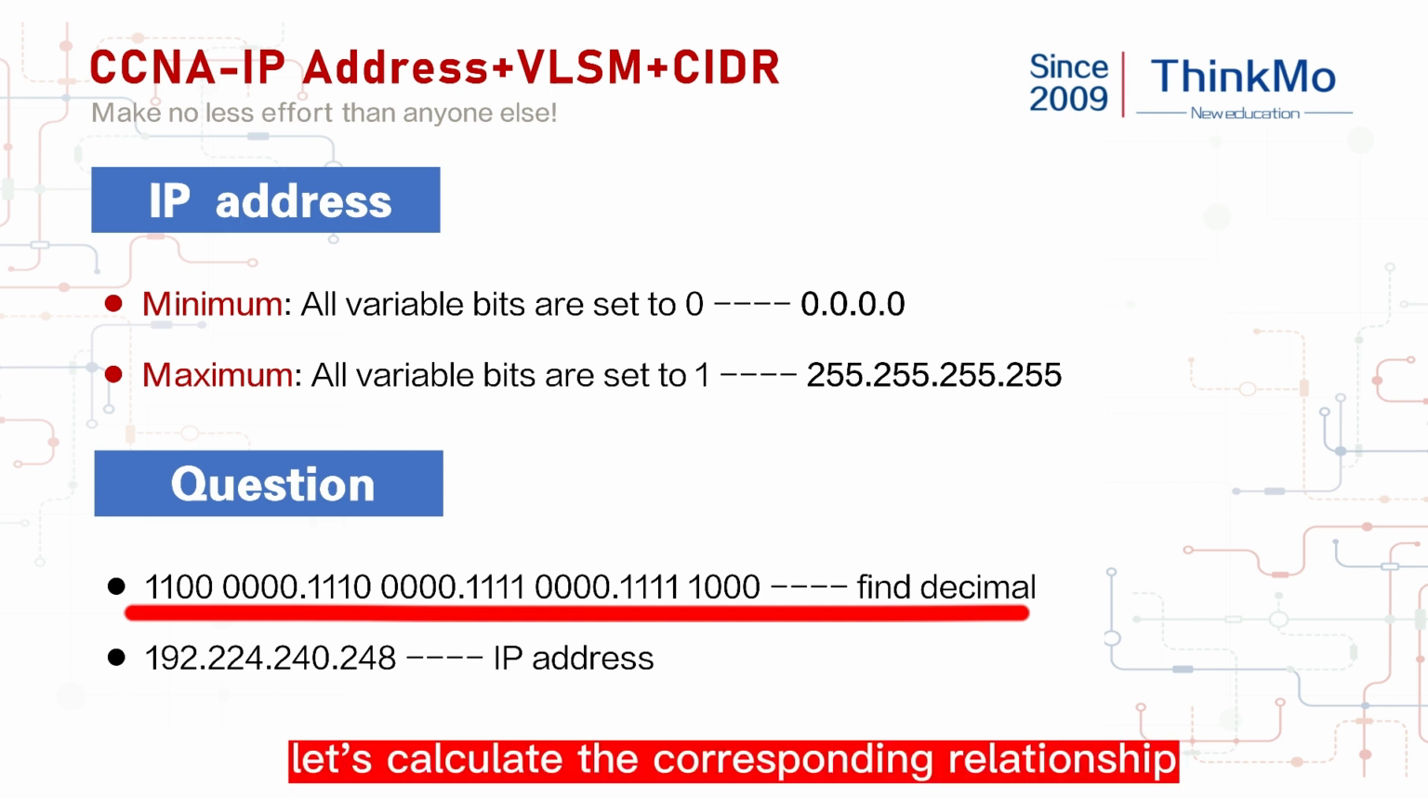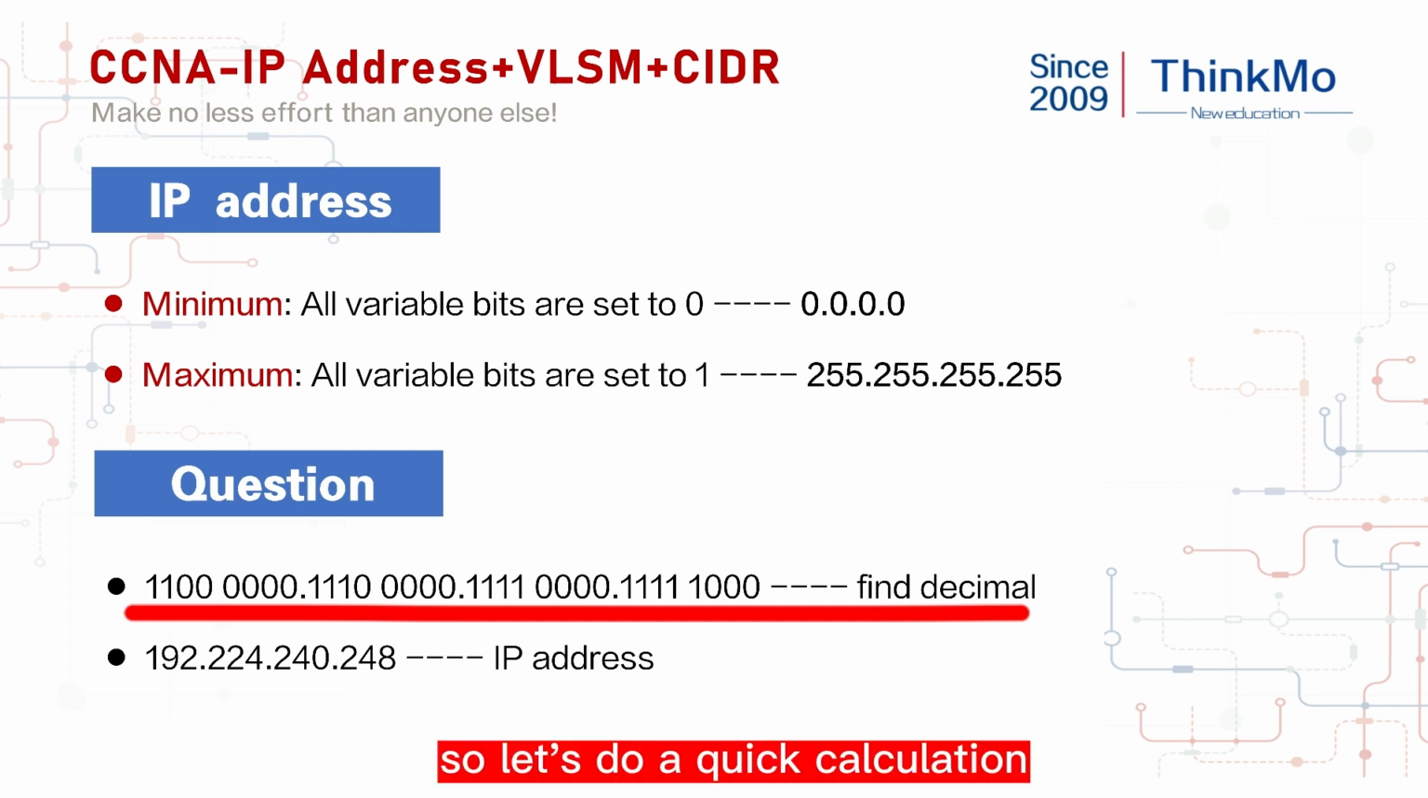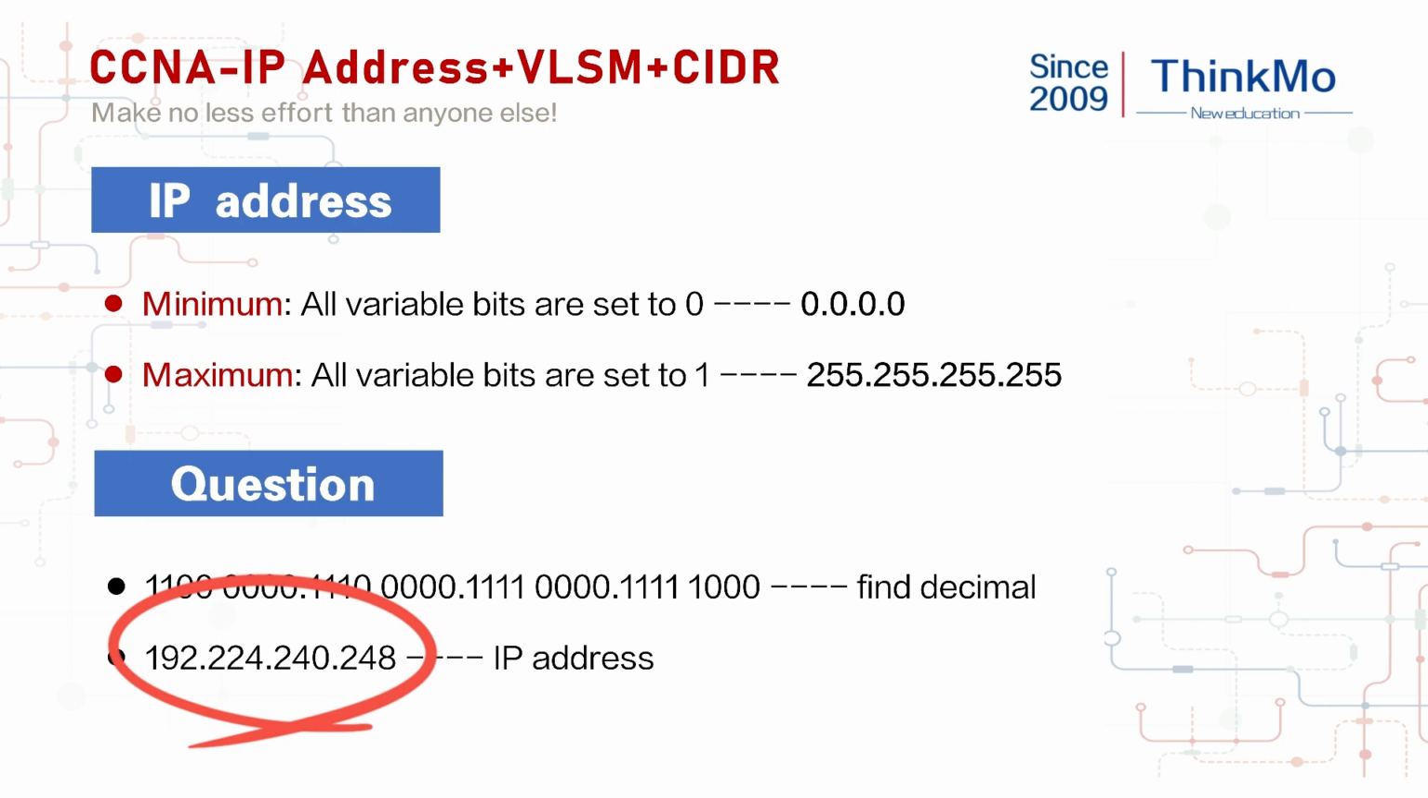Let's calculate the corresponding relationship in decimal. Just add the first 2 bits. Add the first 3. Add the first 4 bits. Add the first 5 bits. So let's do a quick calculation. 192.224.240.248. First of all, it must be correct.